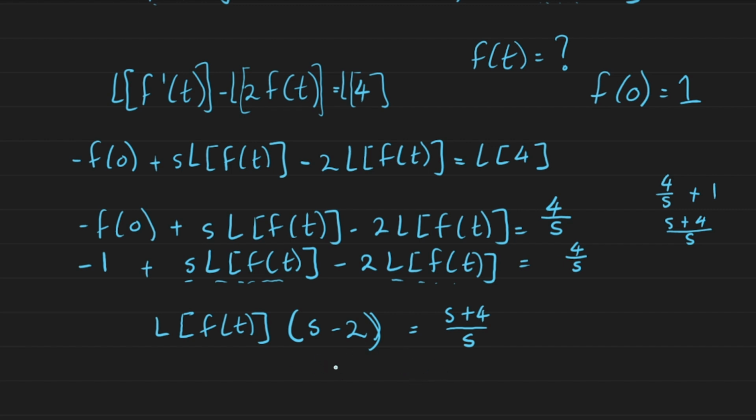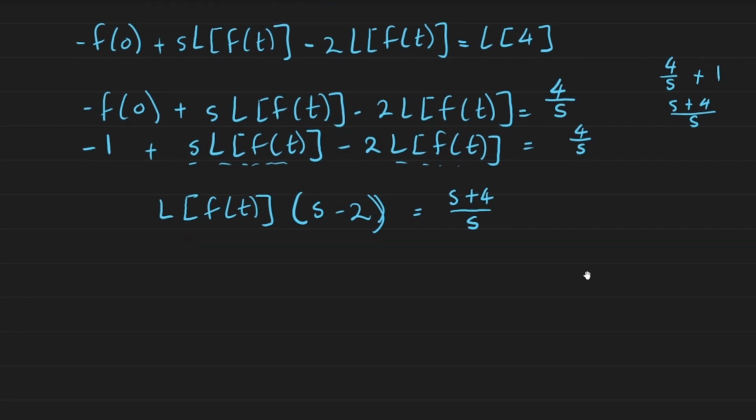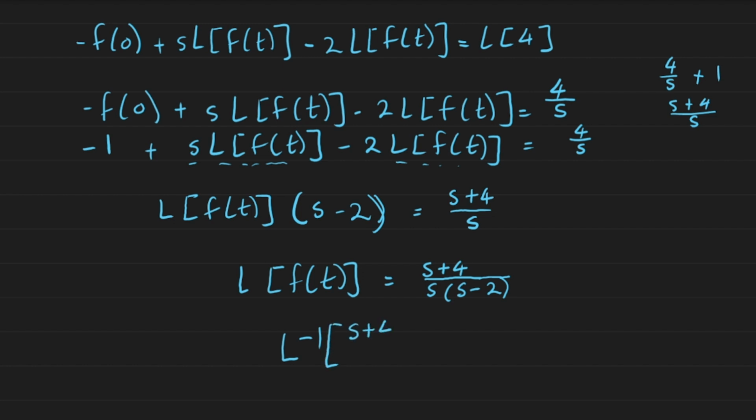So I can just solve for the Laplace transform. And if I do that, I get that the Laplace transform of the function is equal to (s plus 4) all over s into (s minus 2). So to find the original function, all I need to do now is to take the inverse Laplace transform of this, (s plus 4) all over s into (s minus 2). And that will give me my function, f of t. So that's all I need to do.